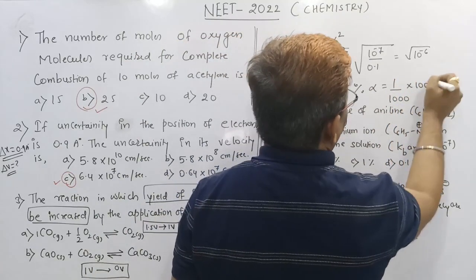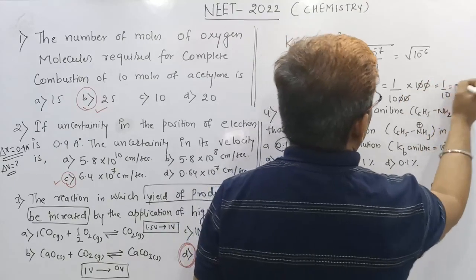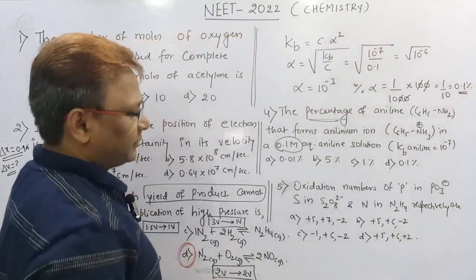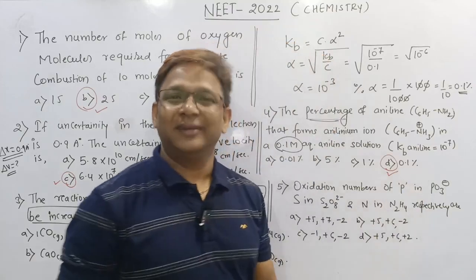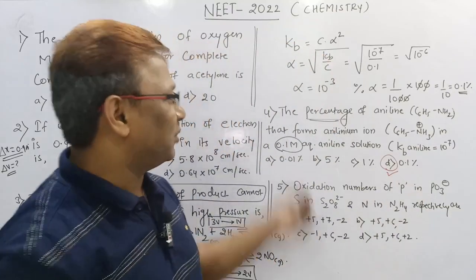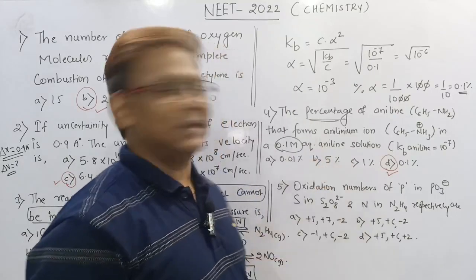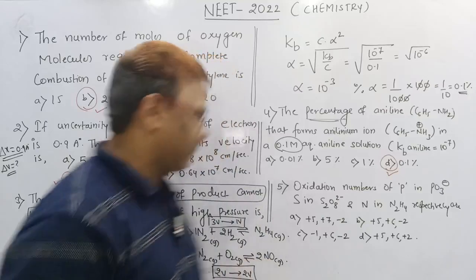Percentage means into 100, the zeros get cancelled, 1 by 10, that value will come as 0.1%. See beta, this answer is there in the options, option D is correct. Very good question, an important question. Maybe we are expecting this question on 17th July. Now come to question number 5.